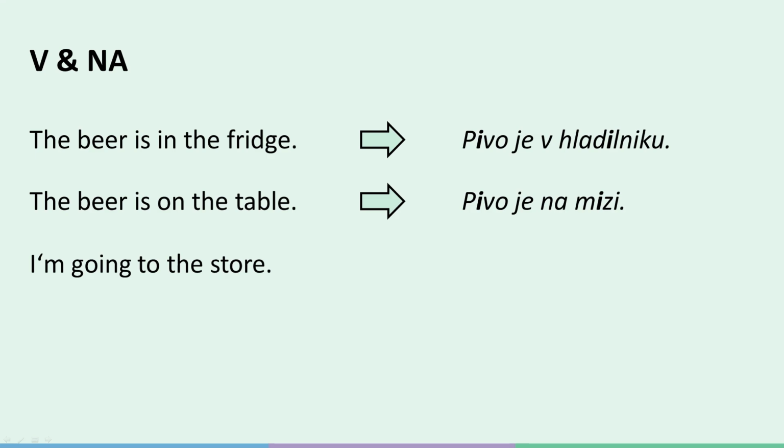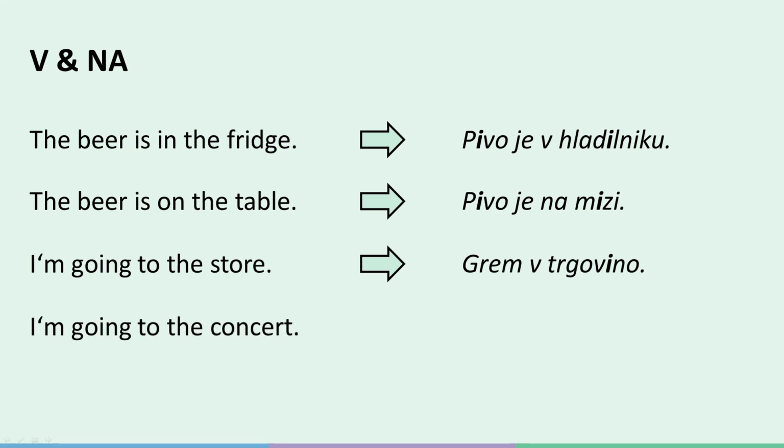However, like we said, both u and na are also used like the English to when expressing direction of motion. And using u or na like that is less straightforward than one would hope for. So, I'm going to the store. Is it u or na? Grem u trgovino. In this example, we use u. Why? Because of the word store. The word store or trgovina takes the preposition u.